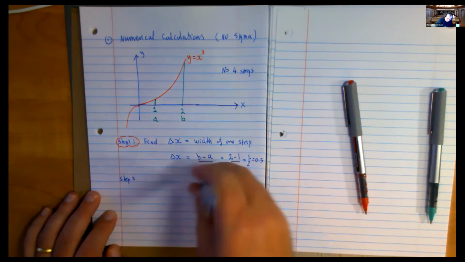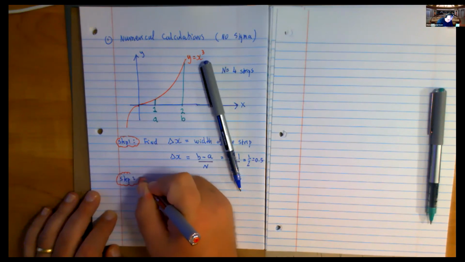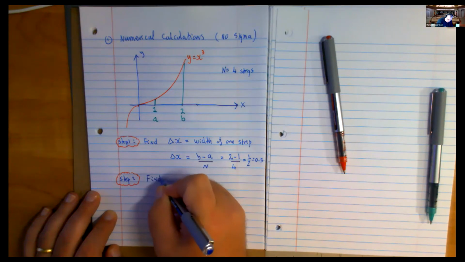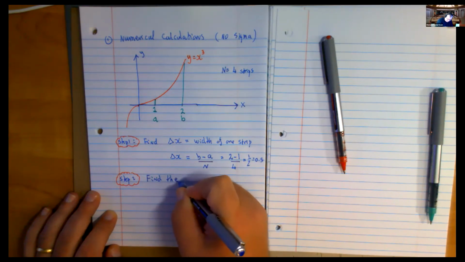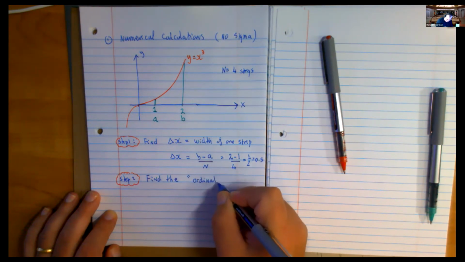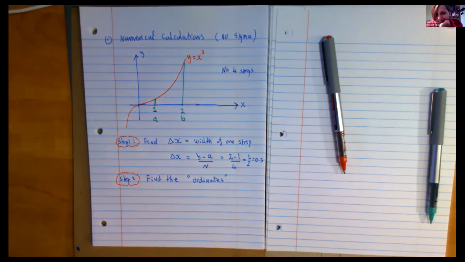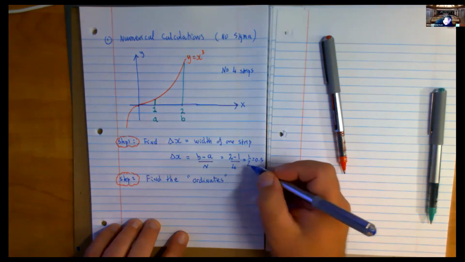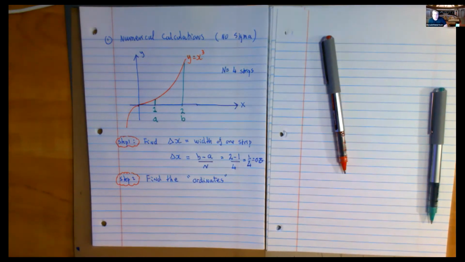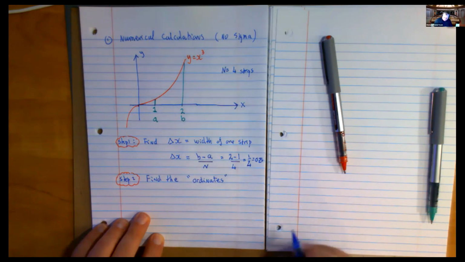Step 2, find, fancy word, find the ordinates. Wait, how did you get a half? Because I can't count. Did you all catch that deliberate mistake? Find the ordinates now. What do the ordinates mean?